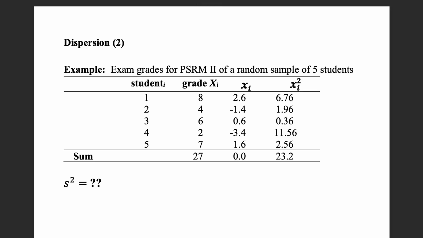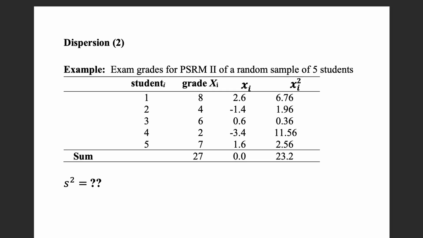So going back to our example, these numbers we have seen already. So the individual observations for the grade, the deviation scores, and the square deviation scores, and the sum of all these things. So now we can use these numbers to calculate the variance to see, well, how much variability is there around the mean grade for this random sample of 5 students.